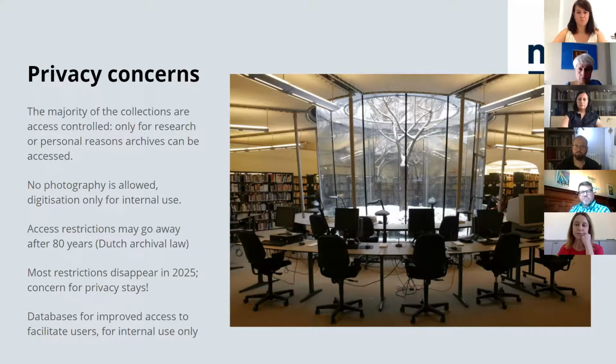So these are mainly used internally. You have to come to the study room of the NIOD, and then people will tell you, this is the document you can access, here it is, please study it here, but take care of the privacy concerns. So this is a very important thing and something that is also hindering us in a digital strategy. But for research purposes, it might be very possible.